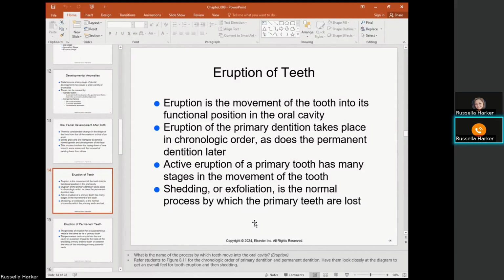Shedding or exfoliation is the normal process by which those primary teeth are lost. So when a child loses their baby tooth, it is called shedding or exfoliation. And that's the process by which their normal baby teeth are lost. And then eruption is when the adult or permanent tooth erupts into the mouth, into its functional space.